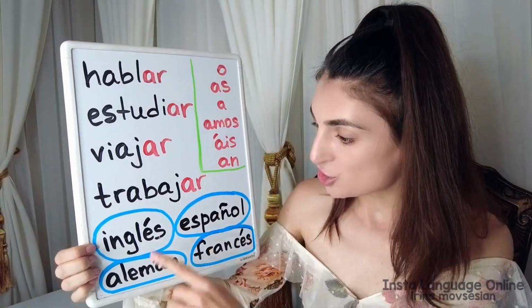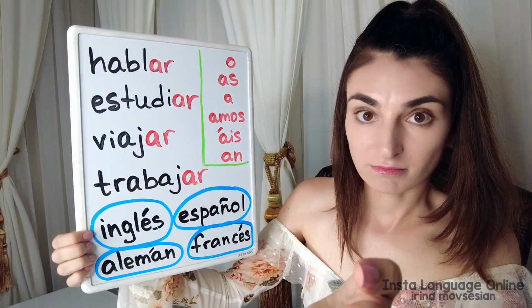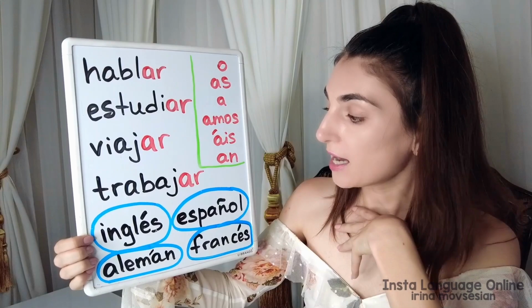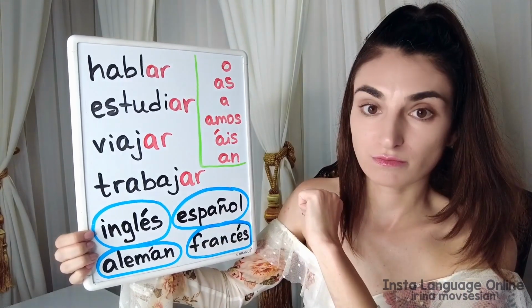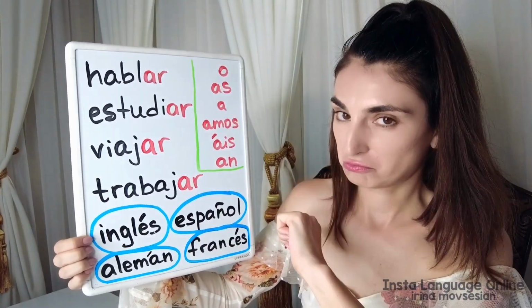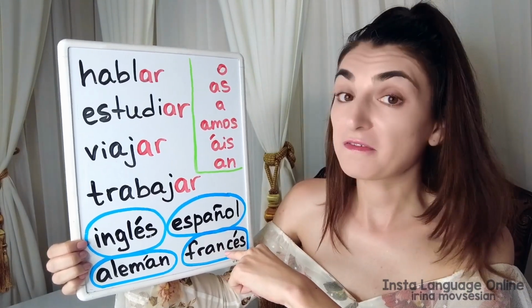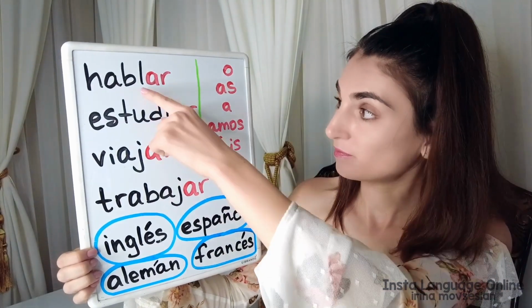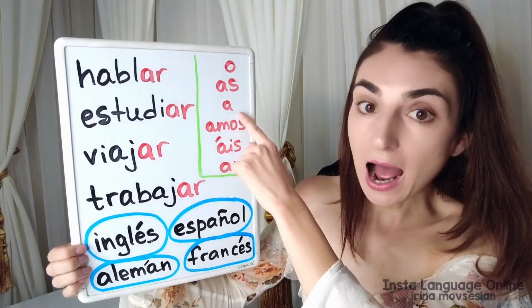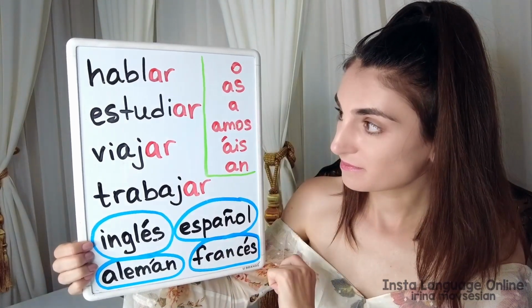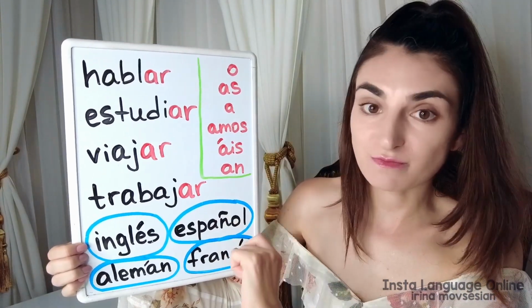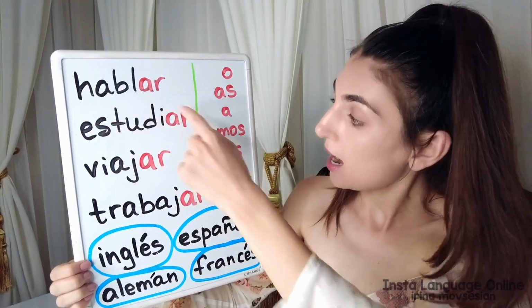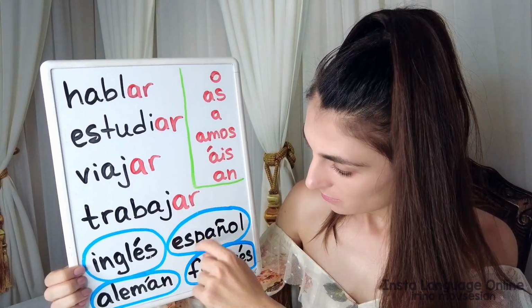We speak German. Hablamos alemán. I don't speak French. No hablo francés. She speaks French. Habla francés. He speaks Spanish. Él habla español.